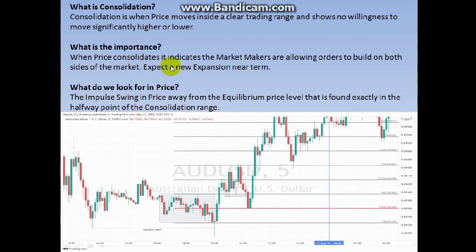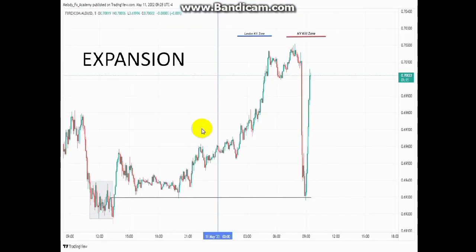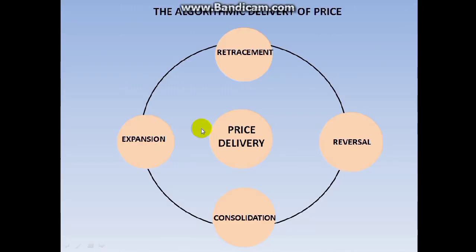Price consolidates. When price consolidates, it indicates the market makers are allowing orders to build on both sides of the market. So what we should expect is expansion near term. Okay, so what do we say happens we should expect after a consolidation? Expansion. Okay, so you see how these four stages are coming together in play.